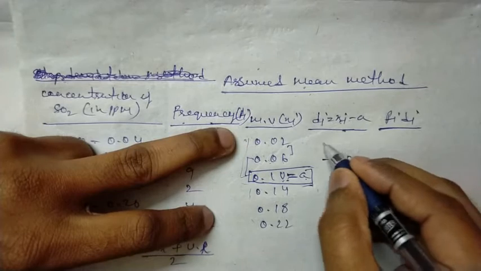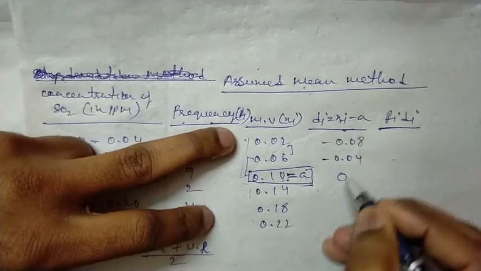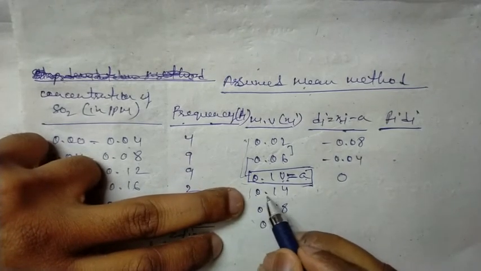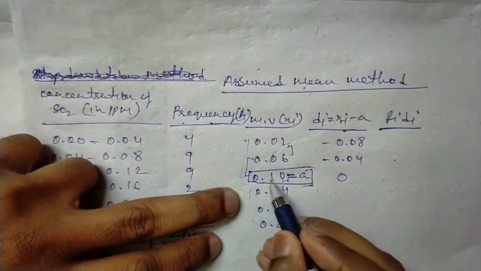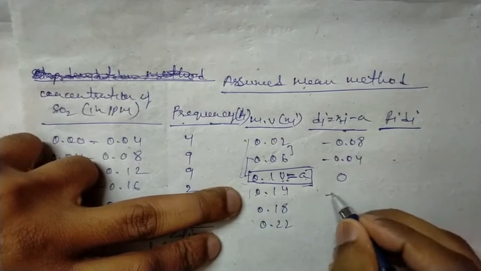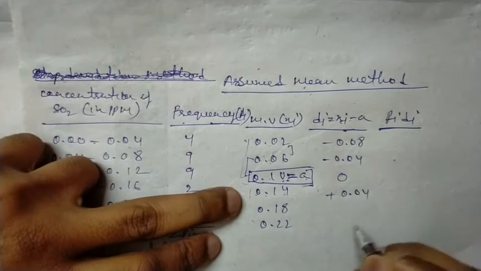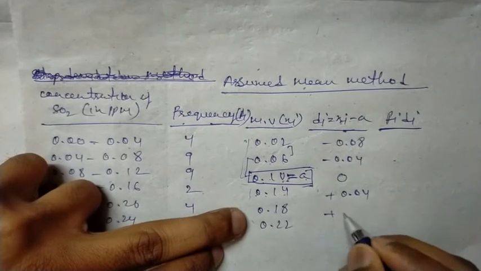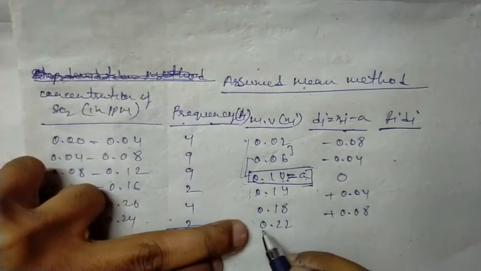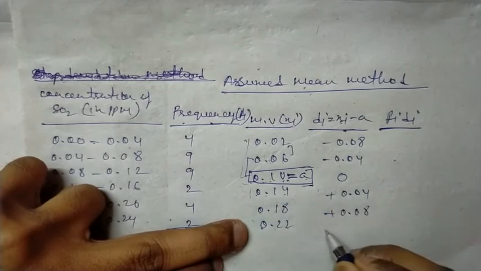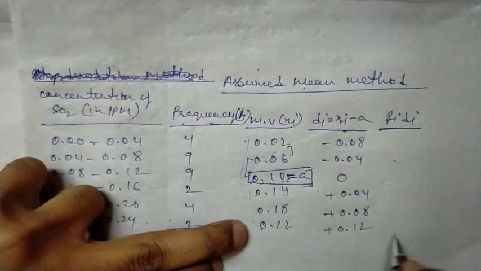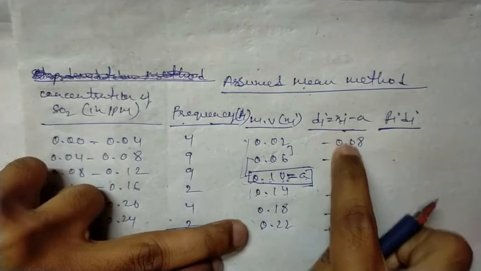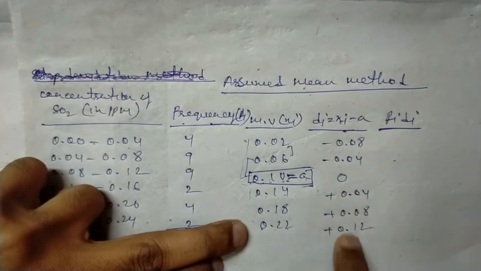Again, 0.02 minus 0.10, we'll get minus 0.08. If I subtract again, 0.14 minus 0.10, we get positive 0.04. Again, 0.18 minus 0.10 gives plus 0.08. 0.22 minus 0.10 gives plus 0.12. You can observe that the gap of 4 is increasing on the upside and also increasing on the downside.